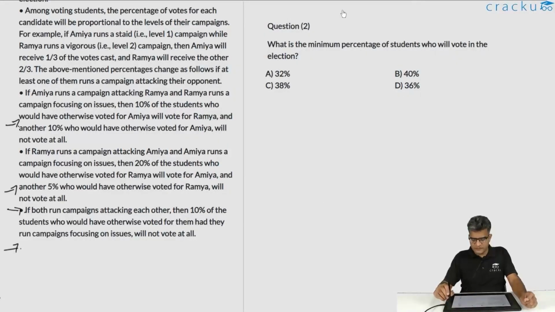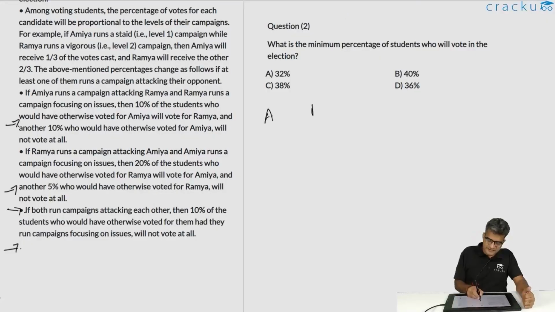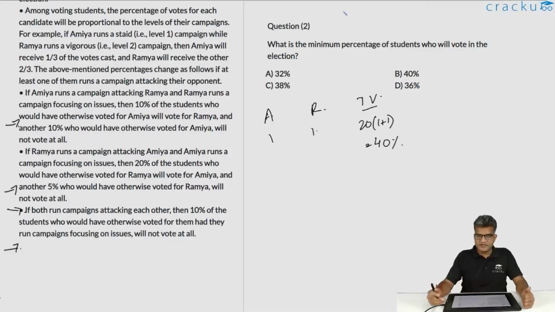What is the minimum percentage of votes of students who will vote in the election? Now, one thing you would notice is if you are trying to minimize the total voting percentage, you would want both of them to run state campaigns. So the total voting percentage will be 20 into 1 plus 1, which is equal to 40%. Now, another thing you would notice is that people will stop voting only if they're attacking each other.